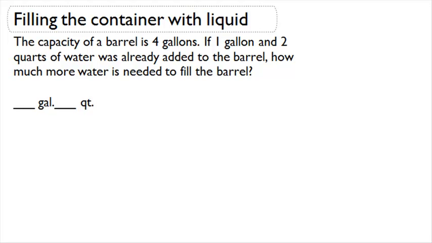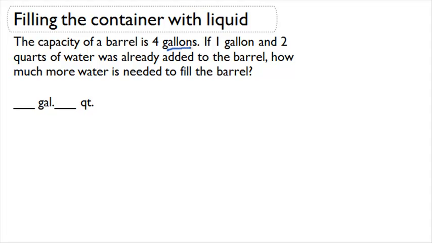Now let's talk about how to solve some word problems dealing with our units of measure. This first question deals with filling a container with liquid. The question says the capacity of a barrel is 4 gallons. If 1 gallon and 2 quarts of water have already been added to the barrel, how much more water is needed to fill the barrel?